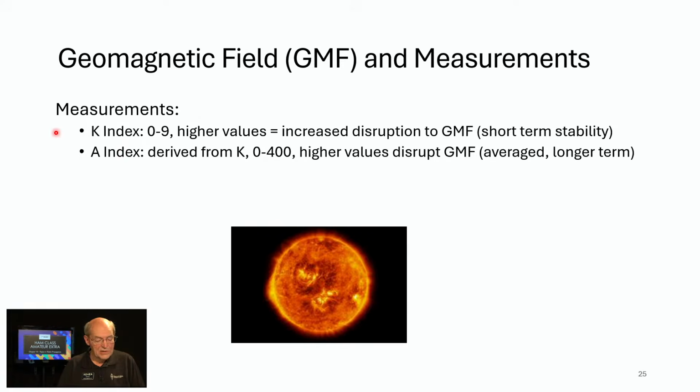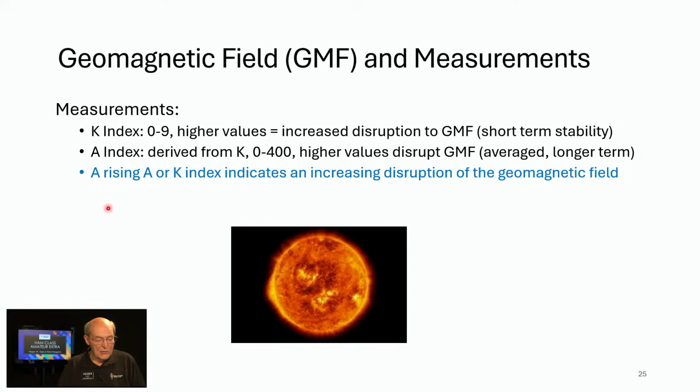And the only one that I usually look at is the K index, because I want to know what it's doing right now. When I turn on my radio and I want to operate, I want to see what K is doing. A gives you a little historical perspective, but I haven't really found a practical use for that, other than just to see that maybe things were bad 12 hours ago or 24 hours ago, but now they might be really good. So K is what I look at. A rising A or K index indicates an increasing disruption of the geomagnetic field. For the way that I use it, I just look for a low K, and then my happiness light goes on.